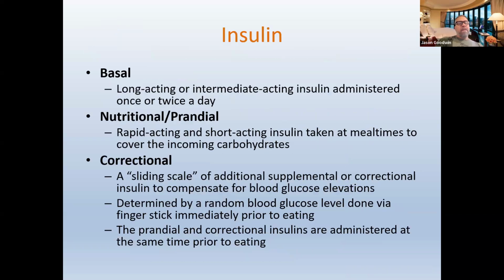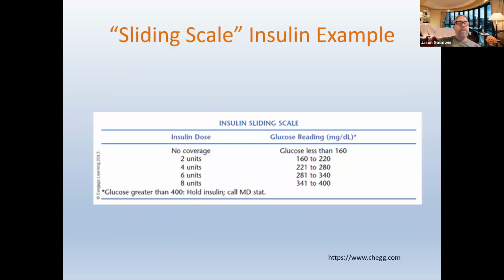All right. So basal is usually administered once or twice a day. Nutritional is the rapid acting and short acting that covers the incoming carbs. And then correctional is a sliding scale. So you'll have this as well. So it'll say if the blood glucose is 200 to 250, it's going to be 8 units. If it's 251 to 300, it's going to be 10 units. So on a sliding scale based on how their glucose works, that's when you'll see that. All right, and here's an example of that.